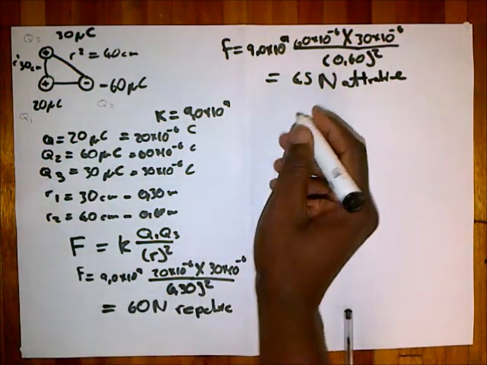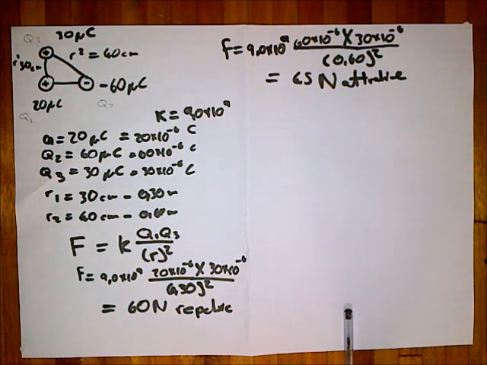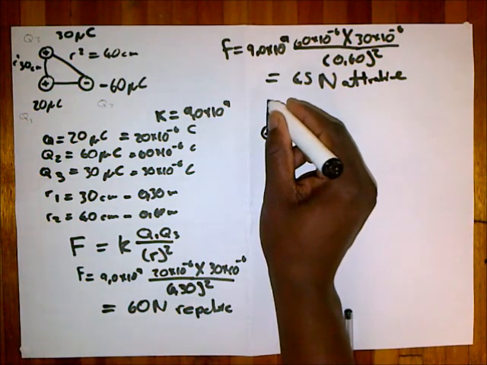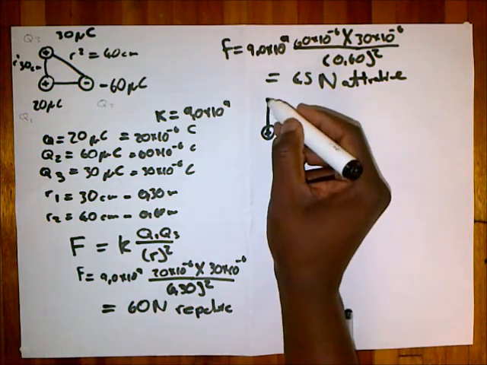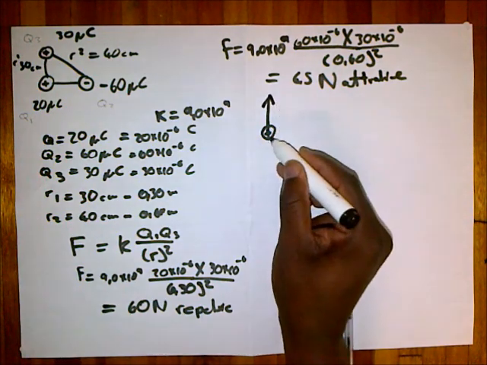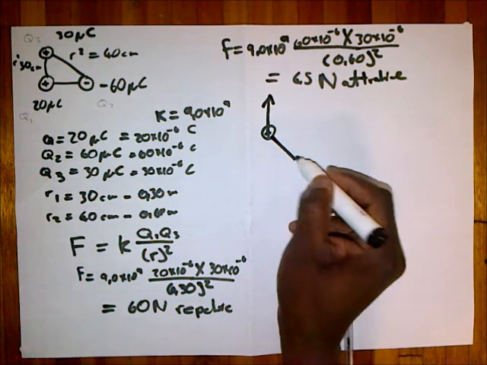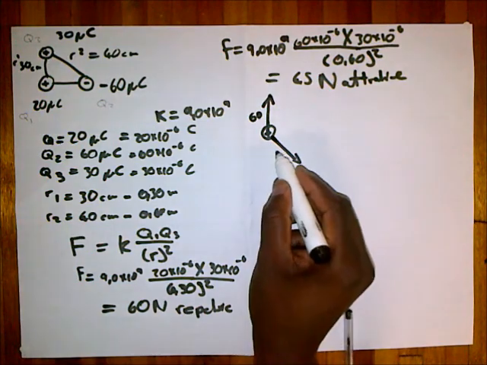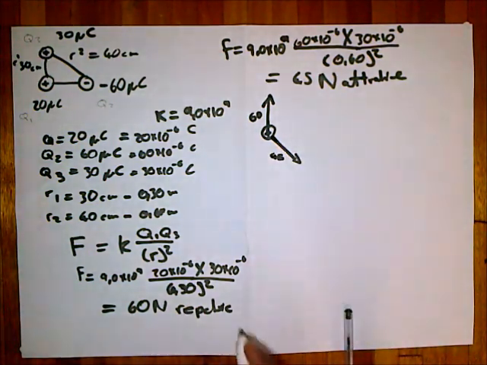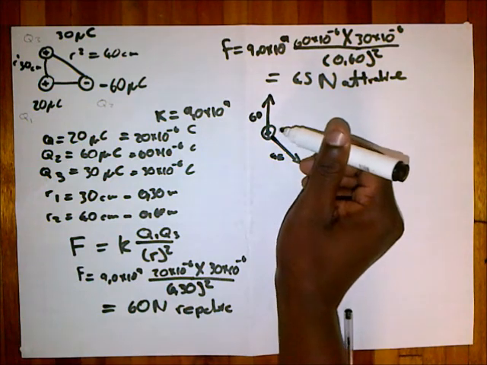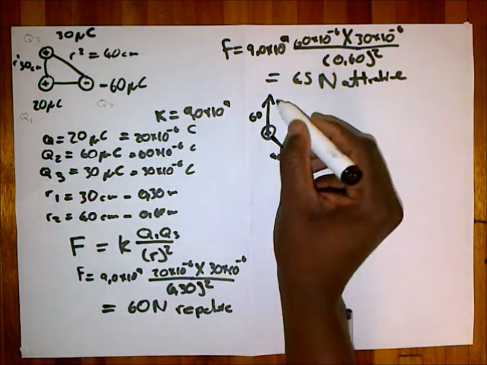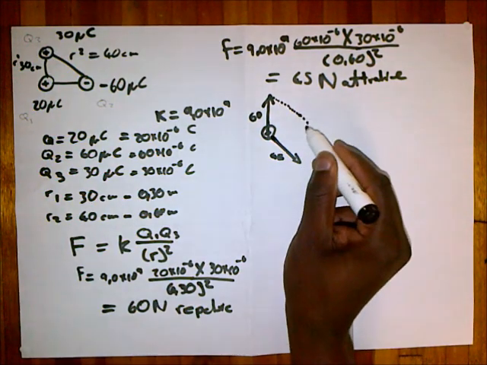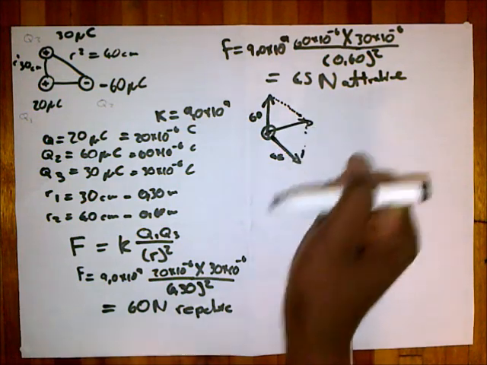So now here's our triangle. This is Q3, positive, with Q1 acting on it, repelling, so it's going up, and then Q2 attracting, it's going that way. We've got 60 newtons and 45 newtons. So now we're looking for the resultant force, magnitude and direction. Then we can resolve this into components. This is our resultant force.